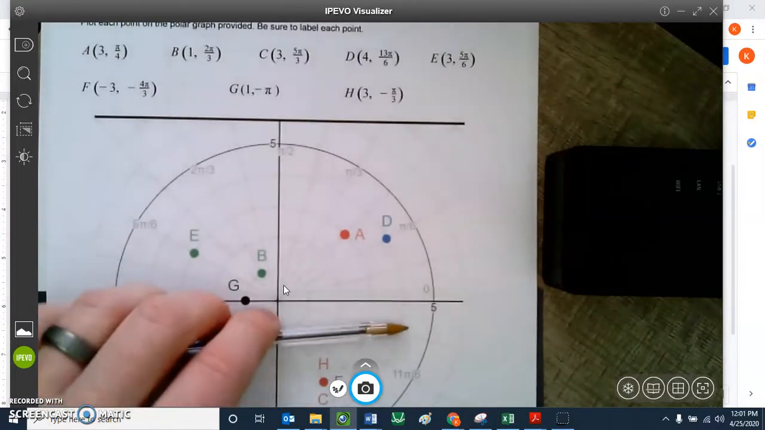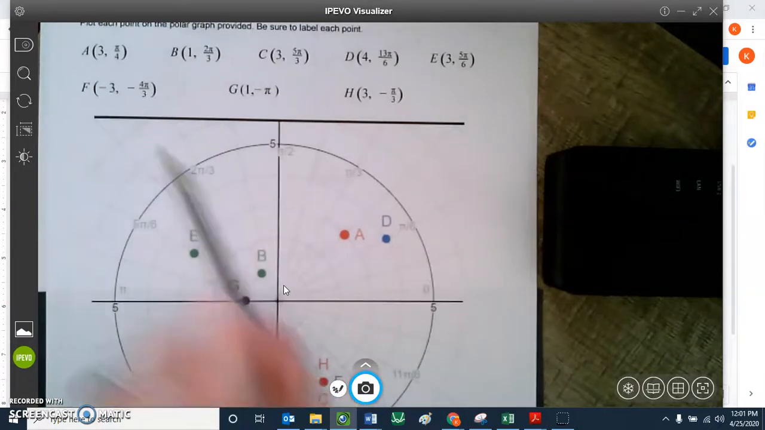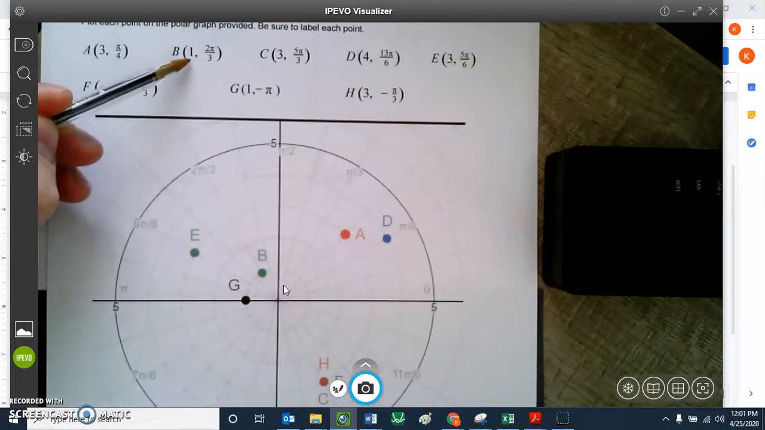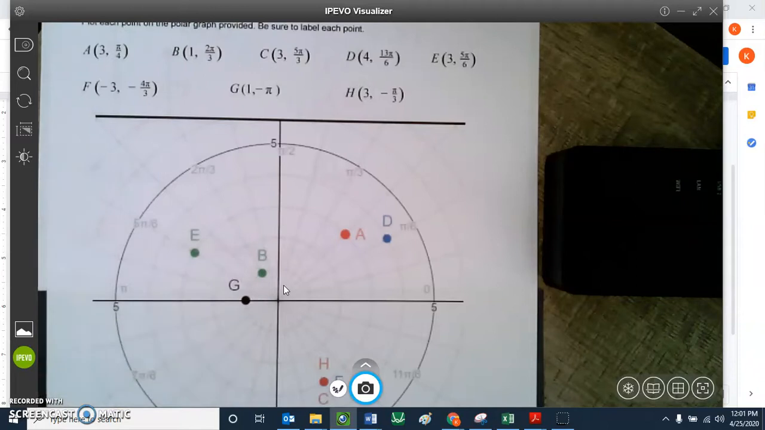2 pi over 3, okay. 2 pi over 3 would be this way. And then I want to go a magnitude of 1. Ooh, that's a word for vector. Sorry. I'm going to go out 1 ring of my circles here, and that's why B is right there. 2 pi over 3, 1 right there.